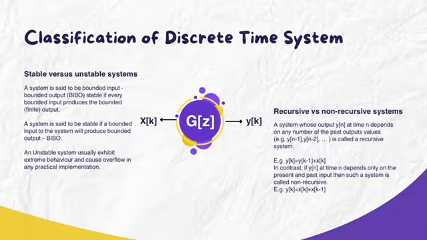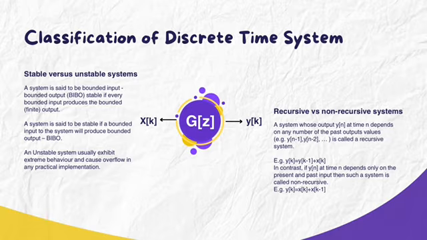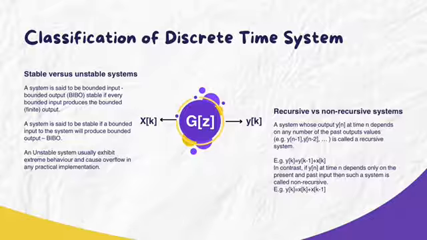Stability: stable versus unstable systems, left side. A system is said to be bounded input bounded output, BIBO, stable if every bounded input produces a bounded, finite, output. A system is said to be stable if a bounded input to the system will produce a bounded output, BIBO. An unstable system usually exhibits extreme behavior and causes overflow in any practical implementation.